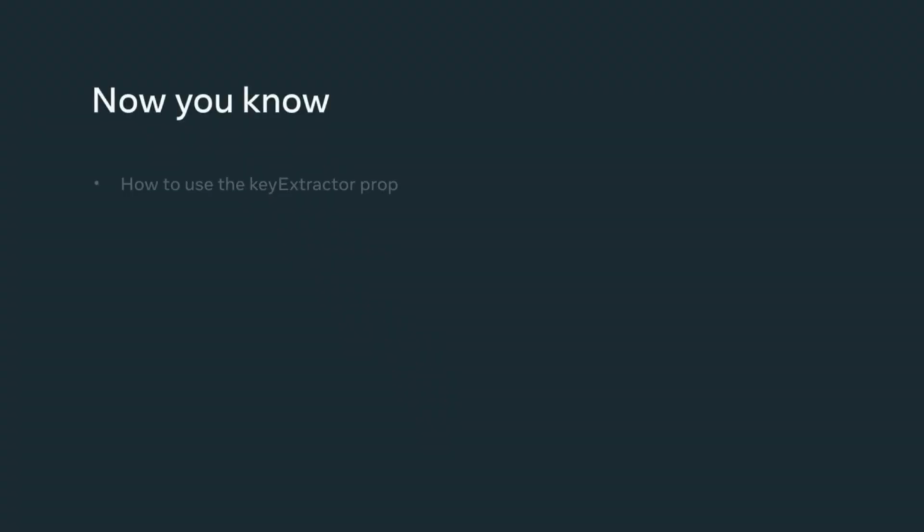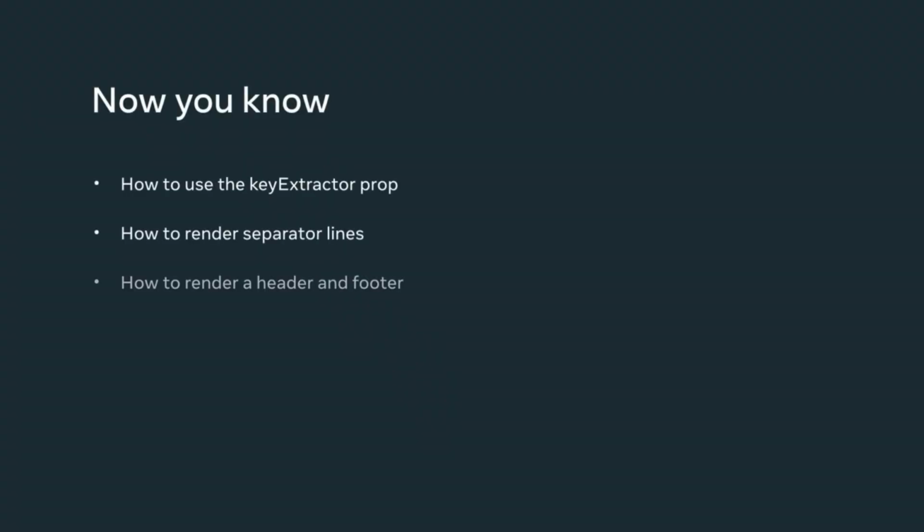In this video, you became familiar with how to use the key extractor prop to extract unique item IDs. You also learned how to render separator lines with the item separator component prop, render a header with the list header component prop, and render a footer with the list foot component prop. This was all done inside of the flatlist component using built-in methods. Well done.